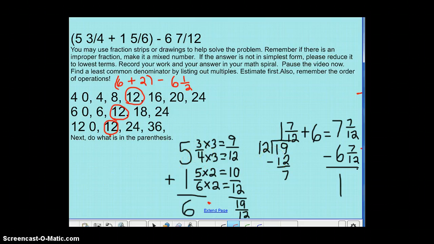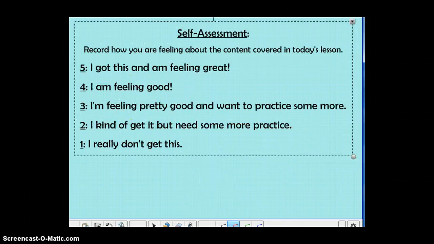Now, for your self-assessment. How are you feeling? Are you feeling confident? I hope so. Do your self-assessment now.